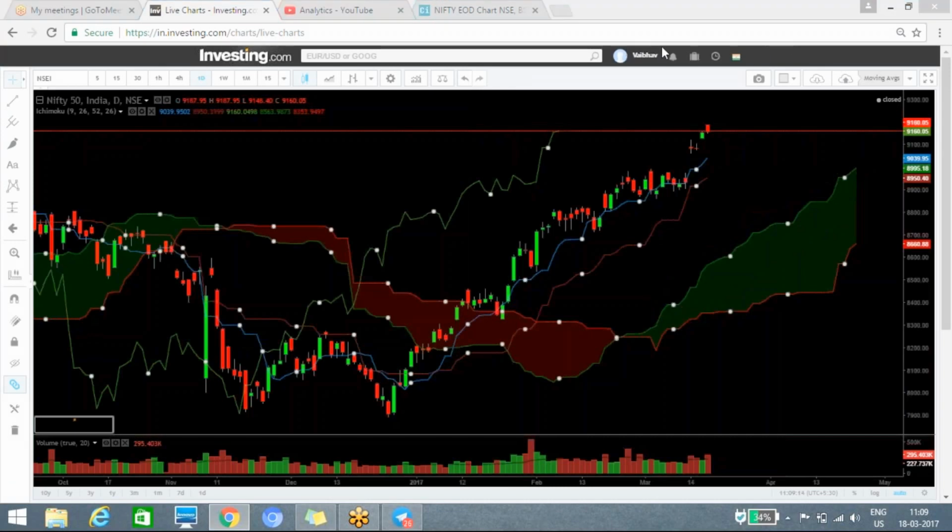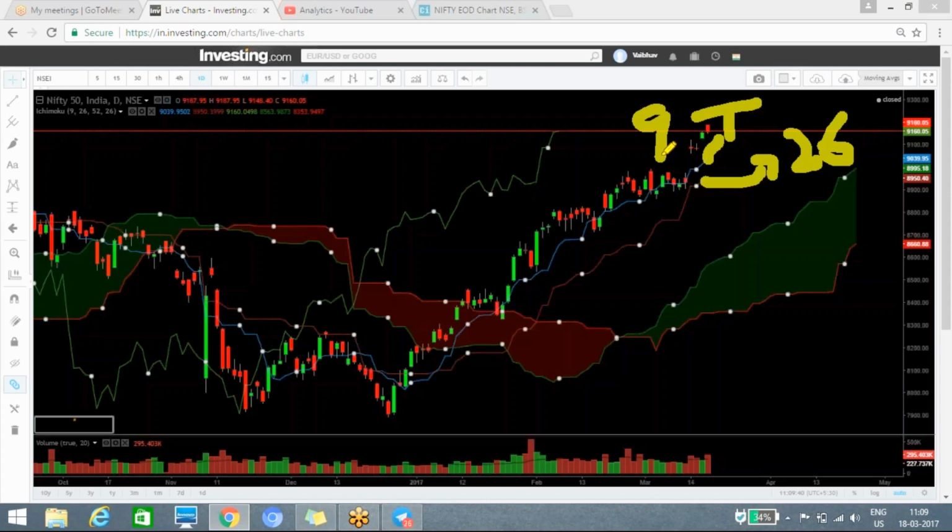Let me repeat that in a very precise manner. First was the Tenkan-sen line. Tenkan-sen is basically the average of 9 period high and 9 period low, divided by 2. This is the Kijun-sen line. Rather than 9, it has taken 26 periods. Same thing, period high, period low divided by 2.